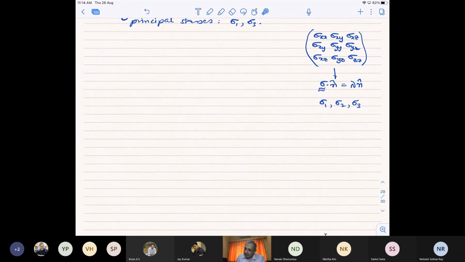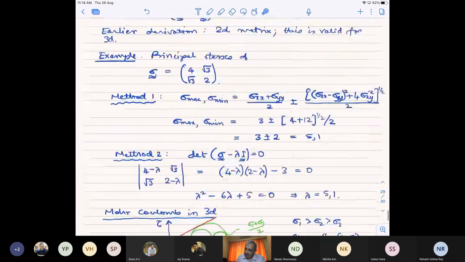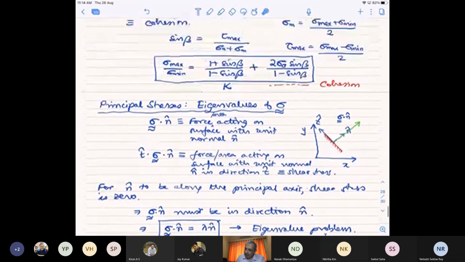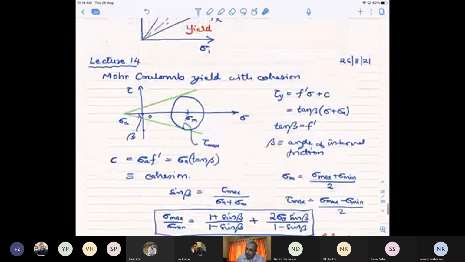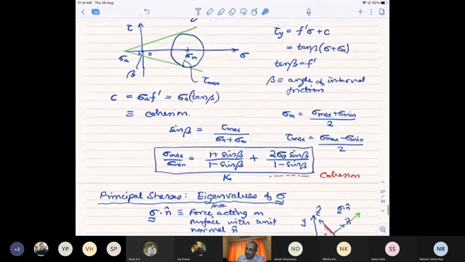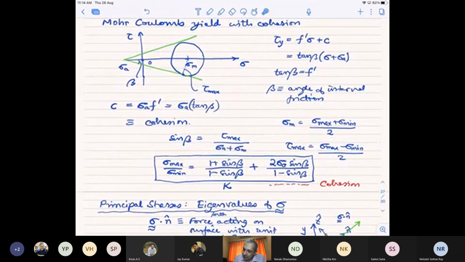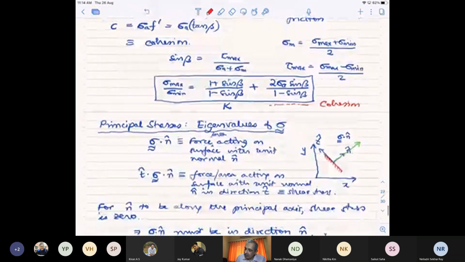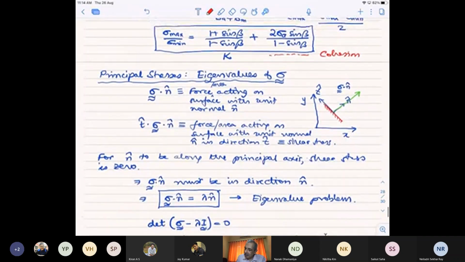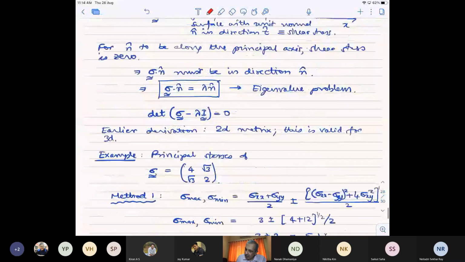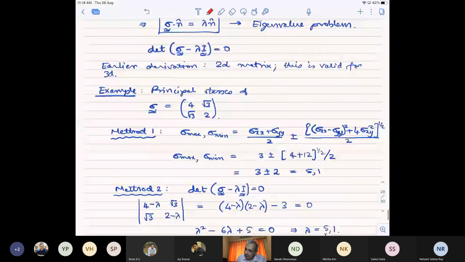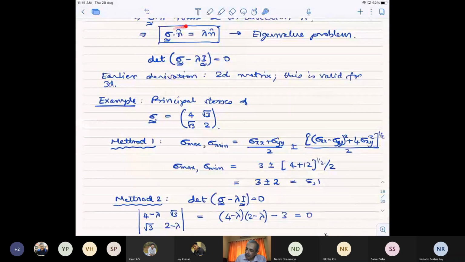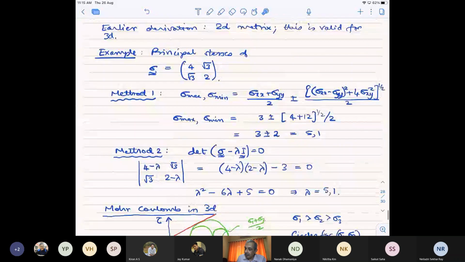So now we have done two new topics today. One is when you have cohesion, what happens? And you can see that there is a change in the yield criterion. Then the second new topic we did was that there is now a new method we can use to get the principal stresses, that is by solving an eigenvalue problem.